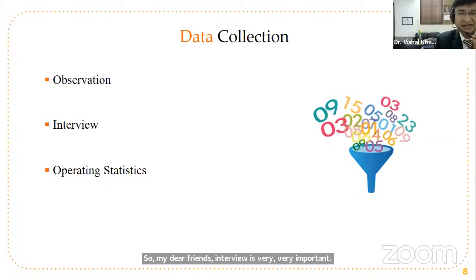And operating statistics is nothing but collection of data from secondary sources. Collection of data through secondary sources. Much of the data, information, observations and knowledge-based data is available on the internet, in different books, different journals, and in the publications of newspapers. All these facts and figures help us to write the case. So these are the three very important ways by which we are able to collect the data.